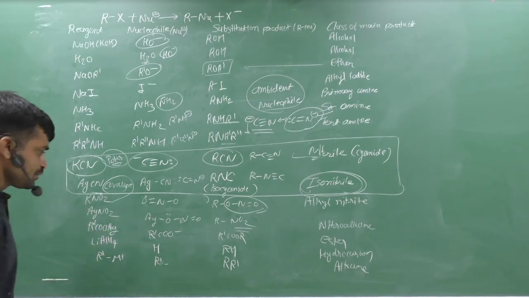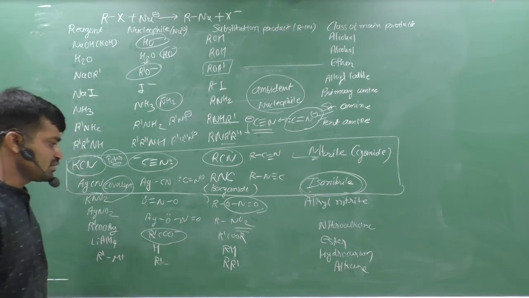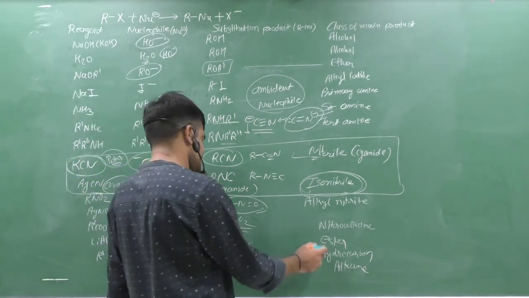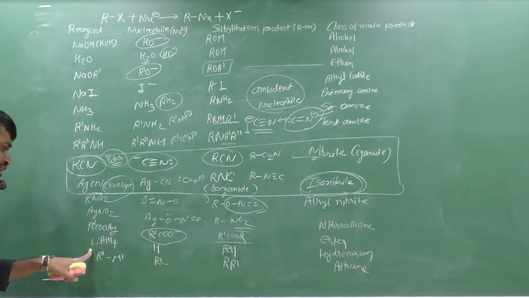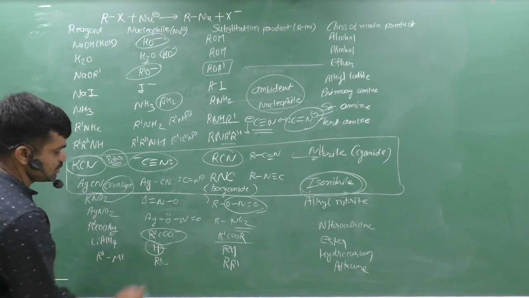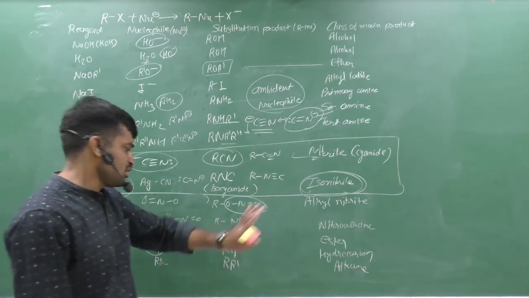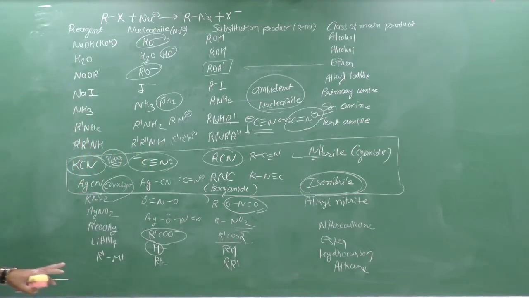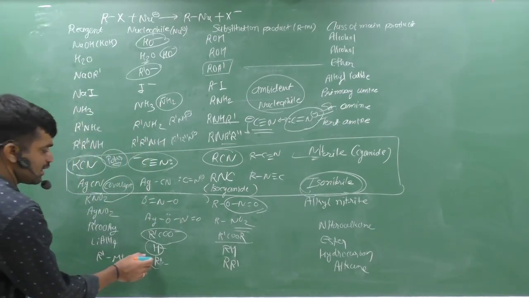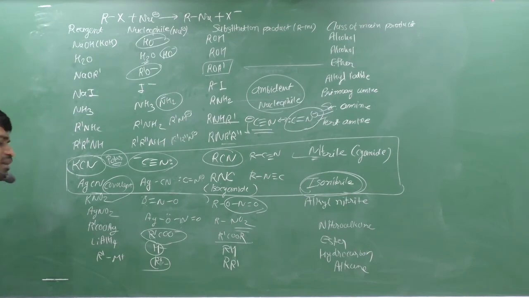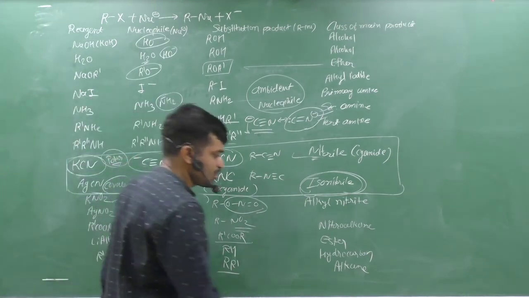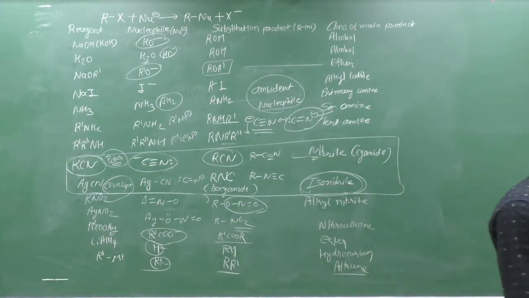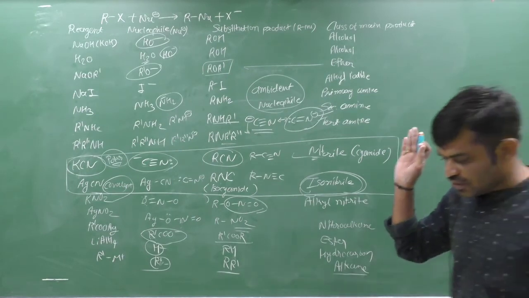Next, R-COOAg gives R-COO minus, and the product is R-COOR, an ester. If you use LiAlH4, it can supply H minus, which gives RH, hydrocarbon. If we have R-M plus, R minus is the nucleophile, R-R is the product and we can obtain an alkane. So you can remember this table.